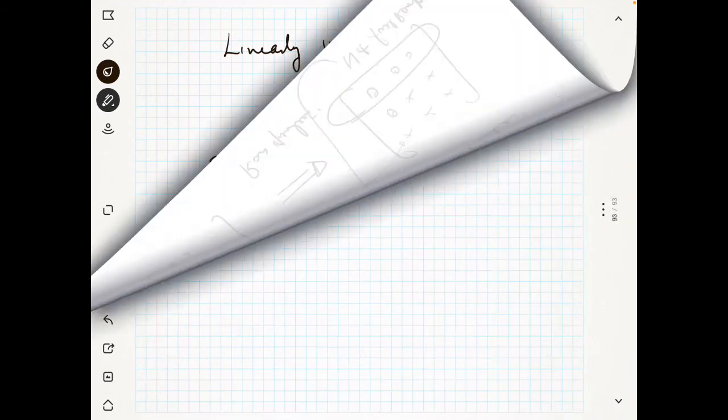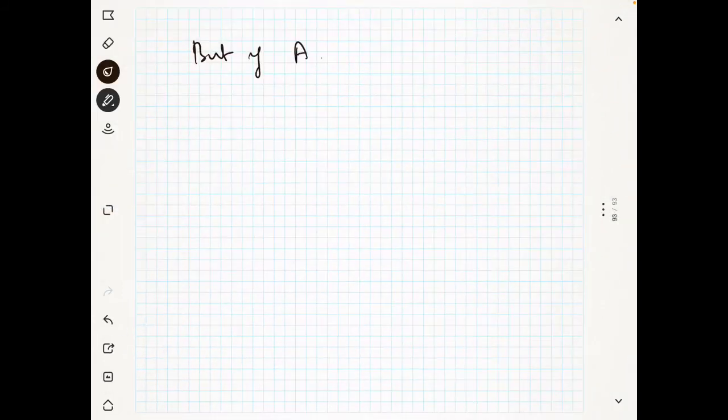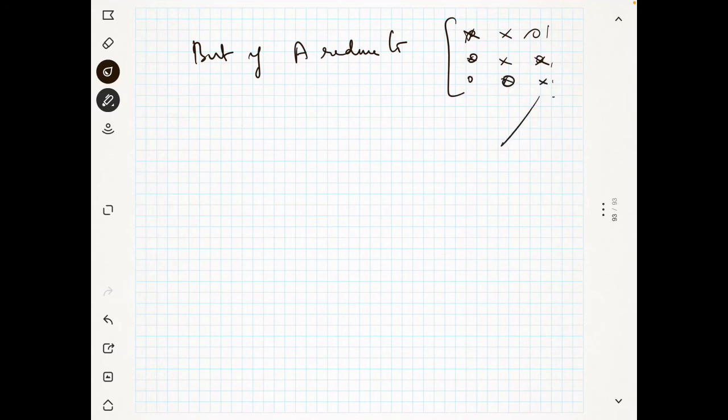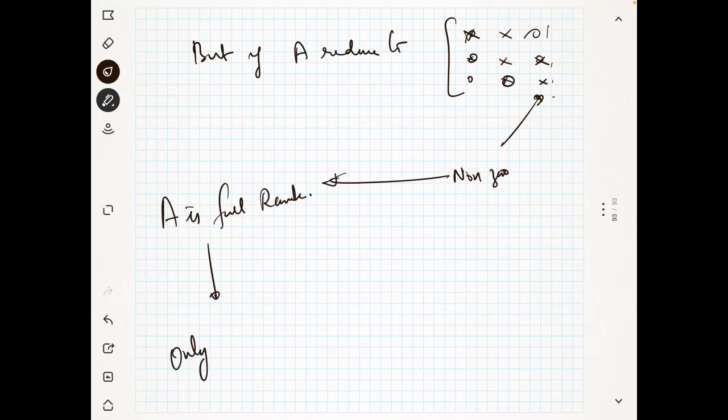But if A reduces to something like this, for example, and you see some non-zero entries, then this means that A is full rank. That means that you have only one solution. Okay, so I hope this is clear to you.